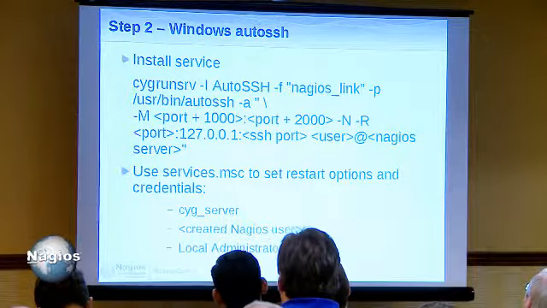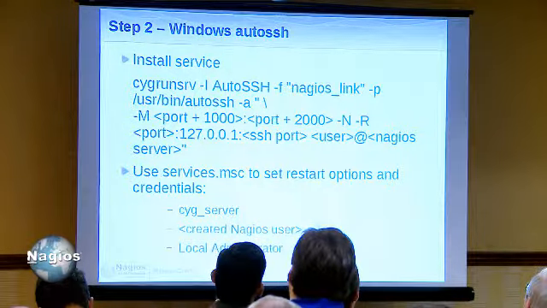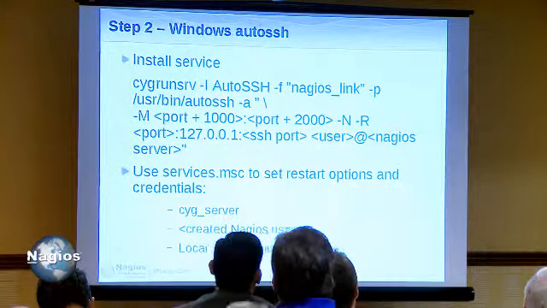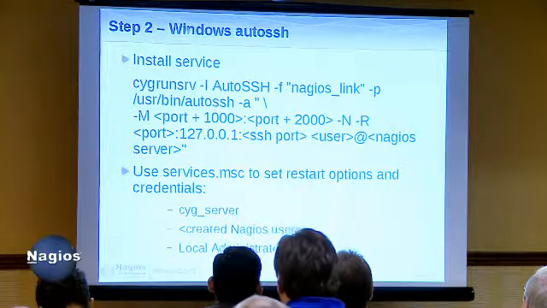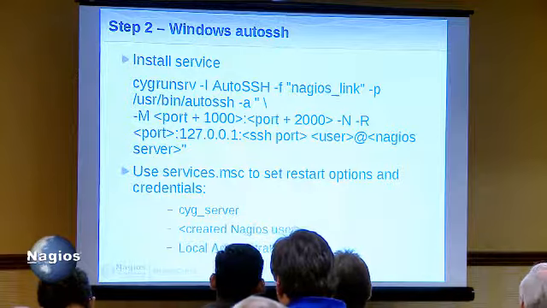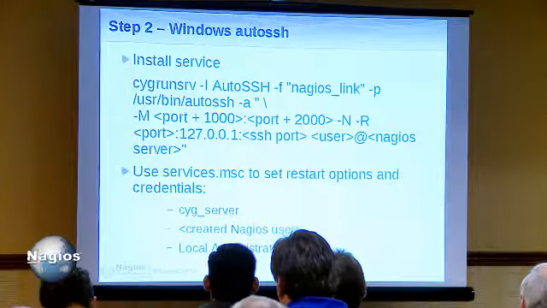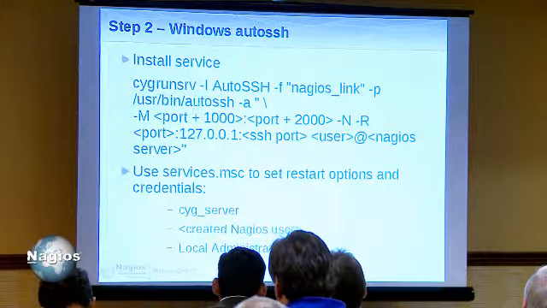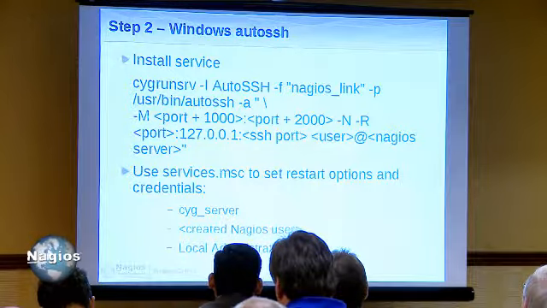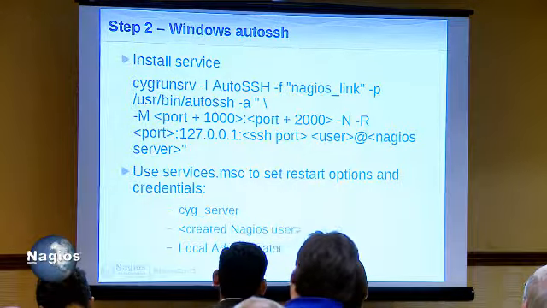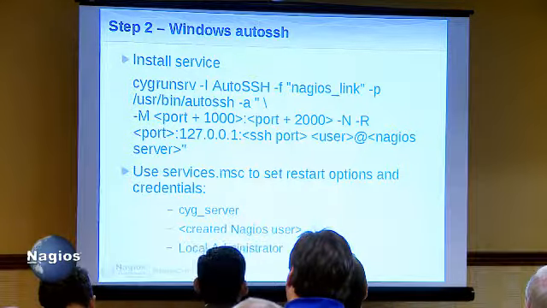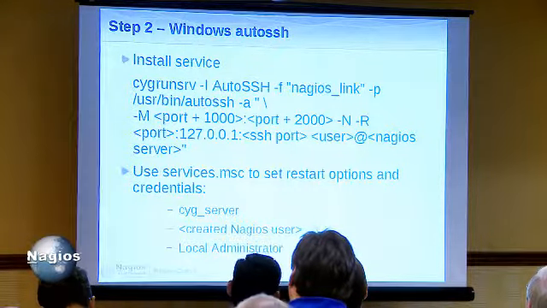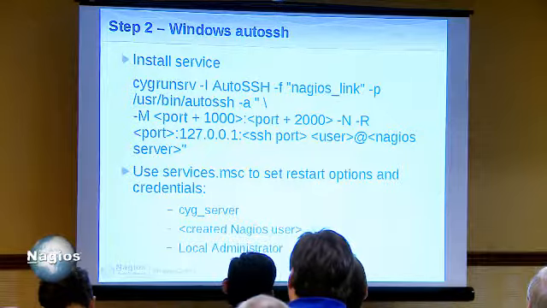In Windows, you install autossh as a service. Again, I can send you examples if you want. There's a command in Cygwin called cygrunsrv, which installs a command, -I, autossh. I'm going to call it Nagios link, executable. Here's the three ports I was talking about. Your monitor port, your reply port, your port to use, login port, credentials.